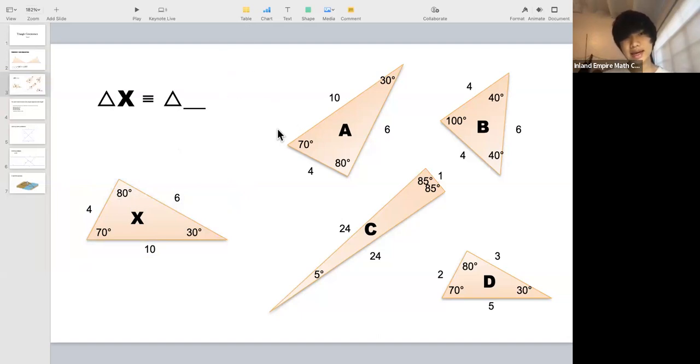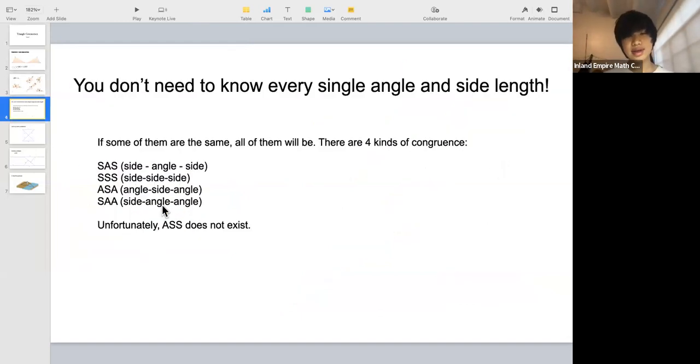Yep, Jasper says A, and that seems to make sense, right? So Jasper and Loy say A, and that does make sense because you have the 4, 6, 10. This is pretty simple, right? It's just saying that these two triangles have the same shape and size, same angles, same side lengths.